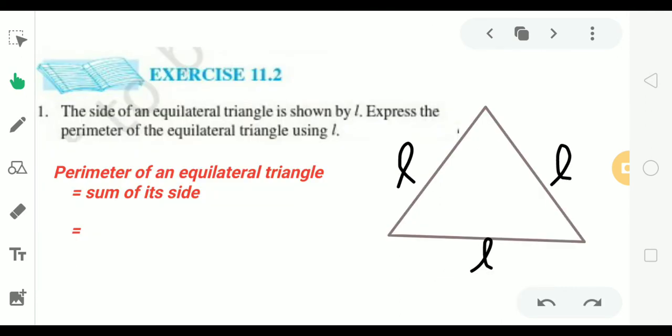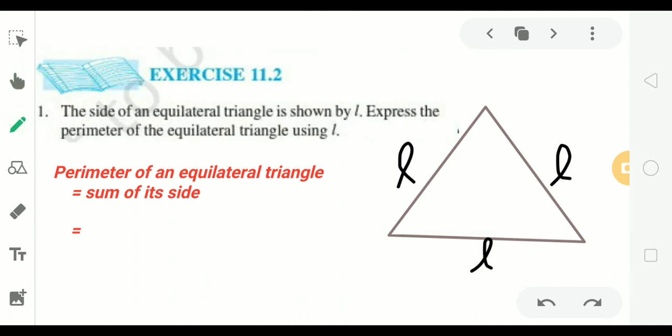See the next one. Next we are beginning the second exercise. The side of an equilateral triangle is shown by L. Express the perimeter of the equilateral triangle using L. So the 3 sides of the equilateral triangle, taken the side as the variable L. So we know that we learned the perimeter. Perimeter is the length around the boundary.